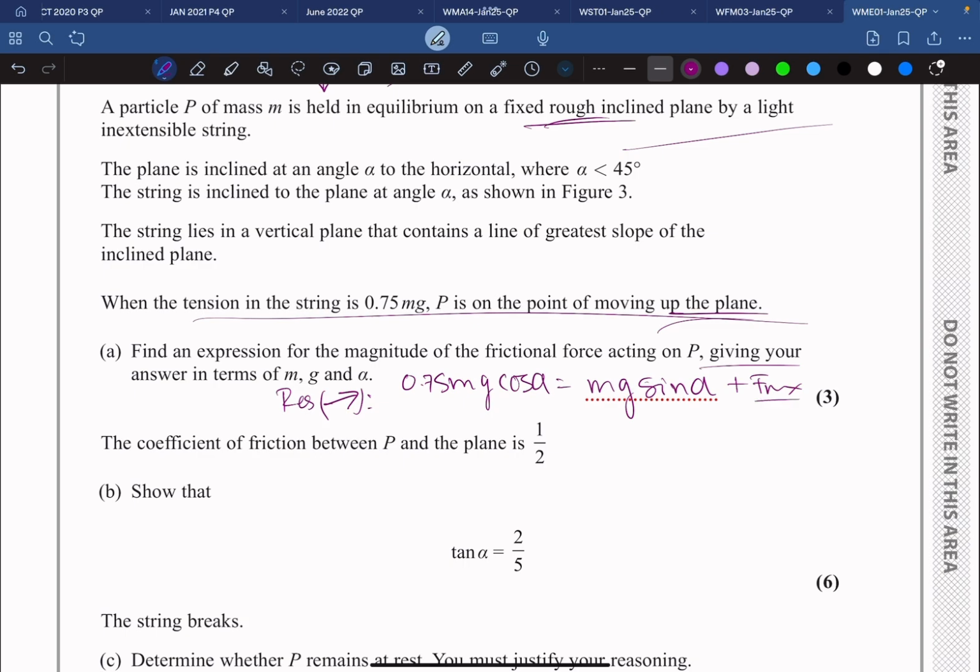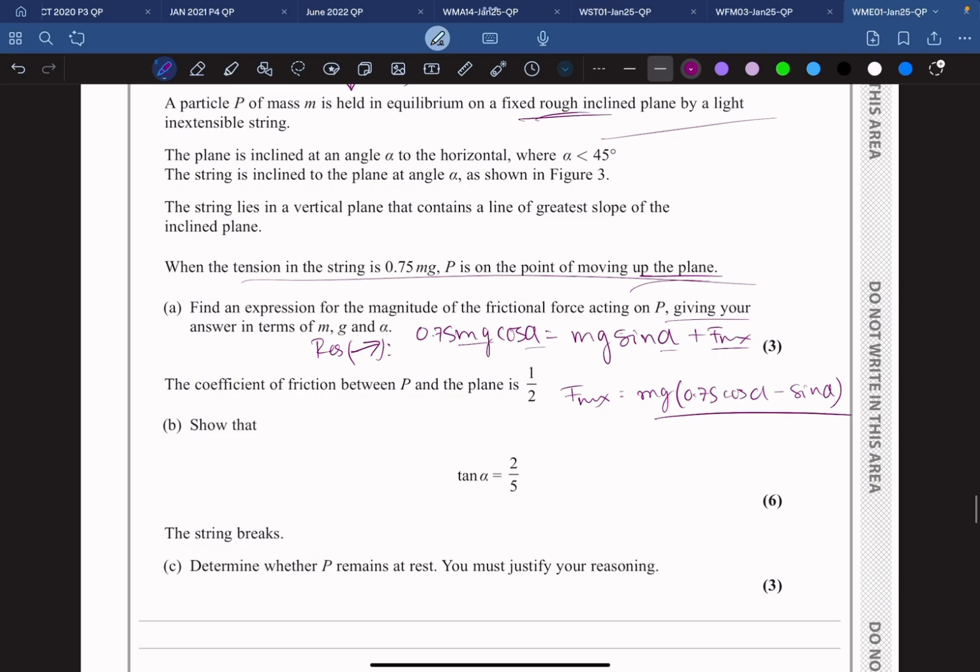Okay, now we're really concerned about F max. In terms of mg and alpha, F max is just going to be 0.75 mg cos alpha minus sine alpha. Oh, no, we can't do that, I'm sorry. We can only do this: mg and then 0.75 cos alpha minus sine alpha. That is what we can do. There we go. That's F max.